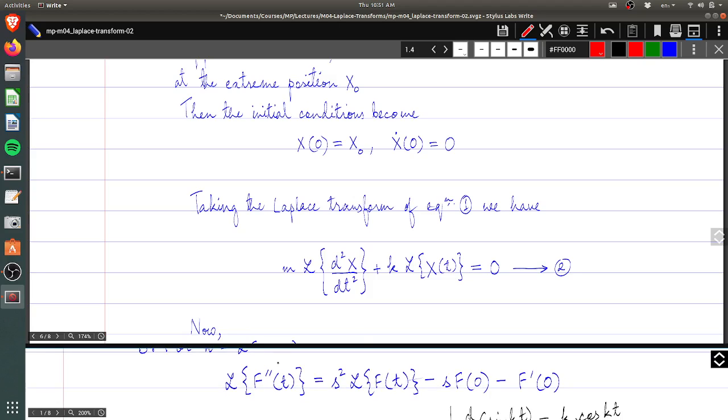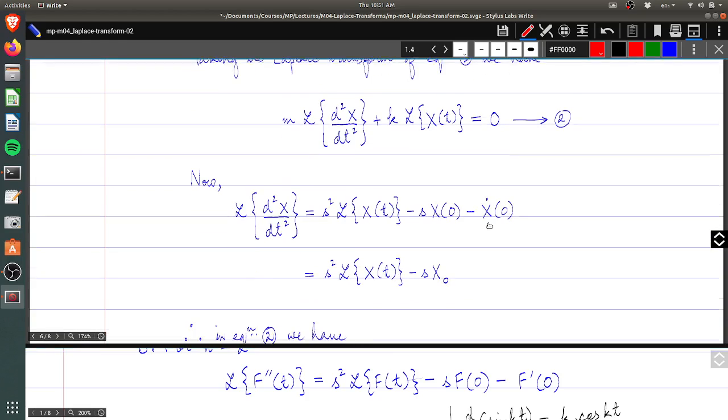In the case of the second derivative, the Laplace transform of the second derivative of the function is equal to s square times the Laplace transform of the function, minus s f of 0, minus f prime of 0. So we just use this formula here.